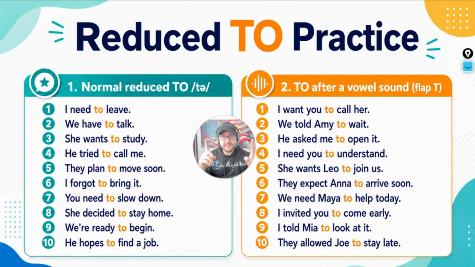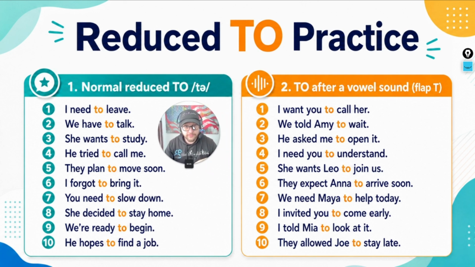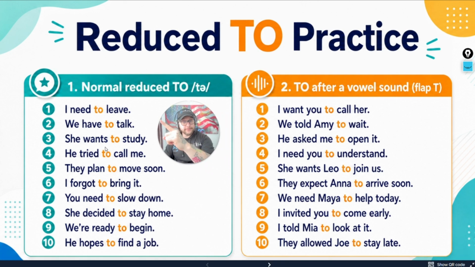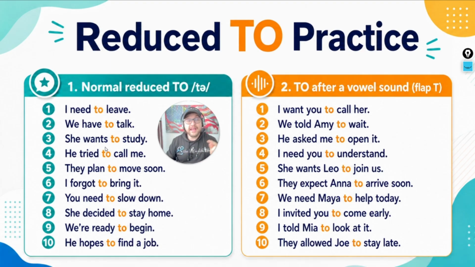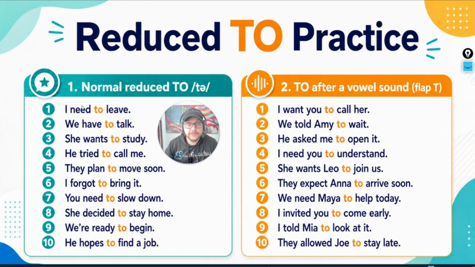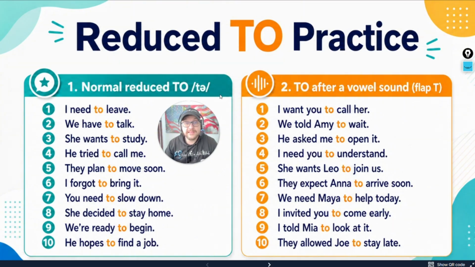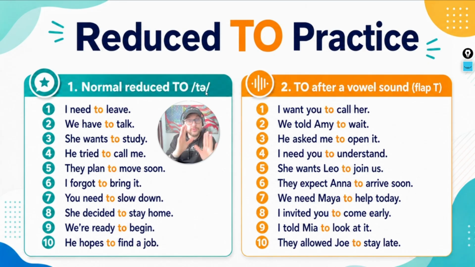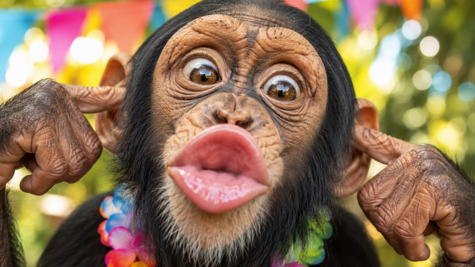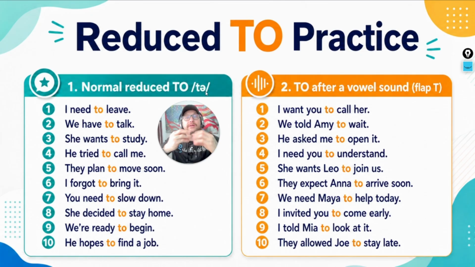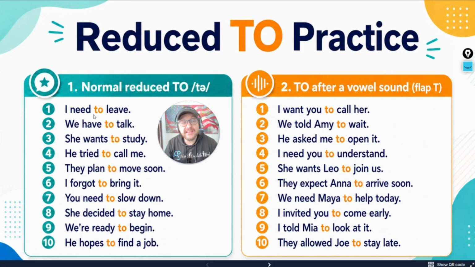The very first sound it's going to make, I'm going to put myself over here. So the very first sound it's going to make with number one, I need to leave. So normal reduced "to," it's going to sound like a schwa at the end. The schwa, which we're going to get into in a different video, sounds like "uh, uh, uh." So we don't say "ooh," the monkey face, "ooh." We say "ta, ta, ta." I need to. I need to leave. To leave. So you're going to hear the "ta, ta."